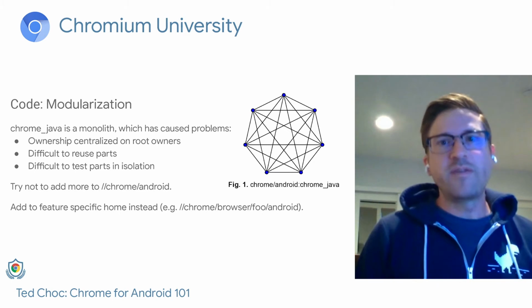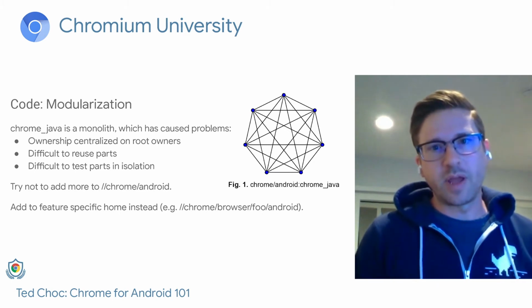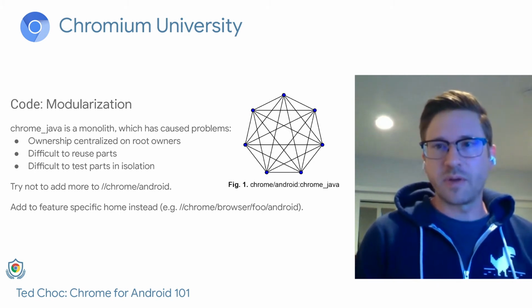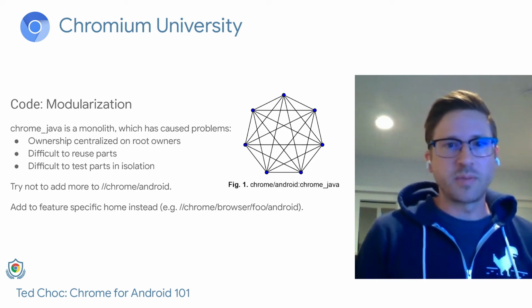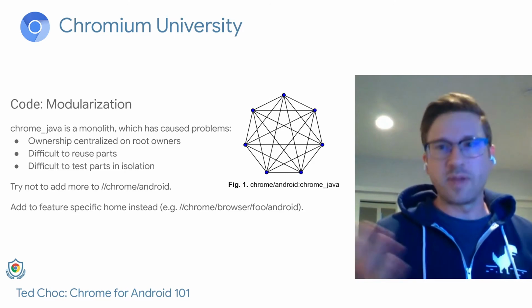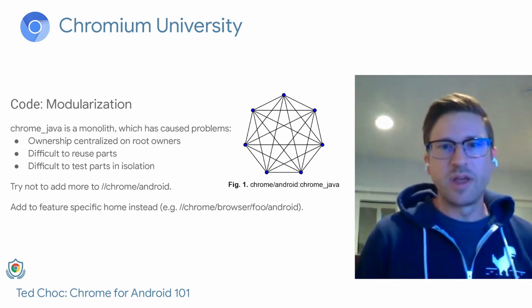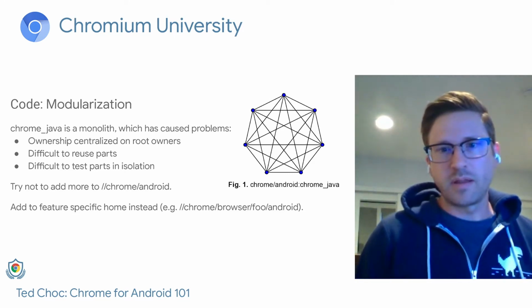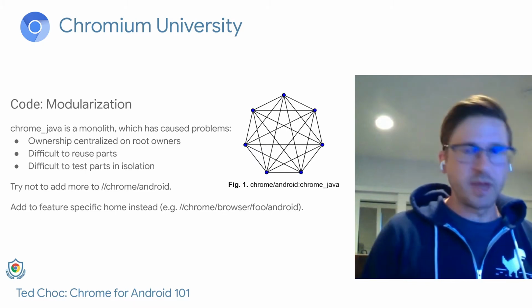So if you're adding a new feature, try not to add to Chrome Android. Really try to add to a feature-specific directory that you can own. It's something that will give you more ownership and not need to bother people like myself. And again, it's not a bother. I do like to help, but you often find that you have a lot more ownership that way. So I really do encourage that.